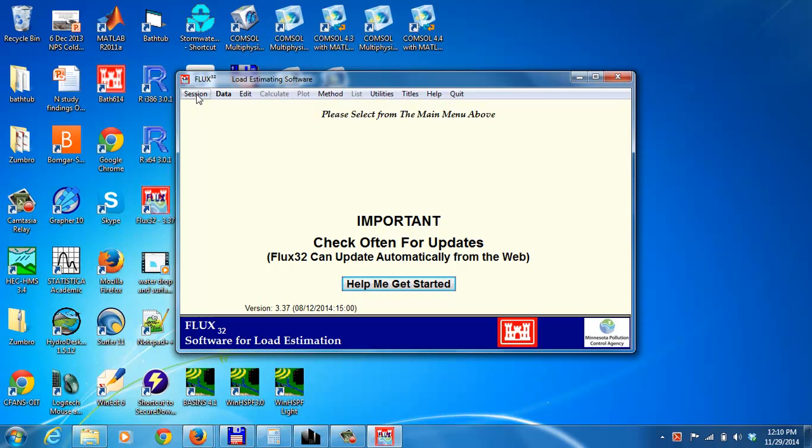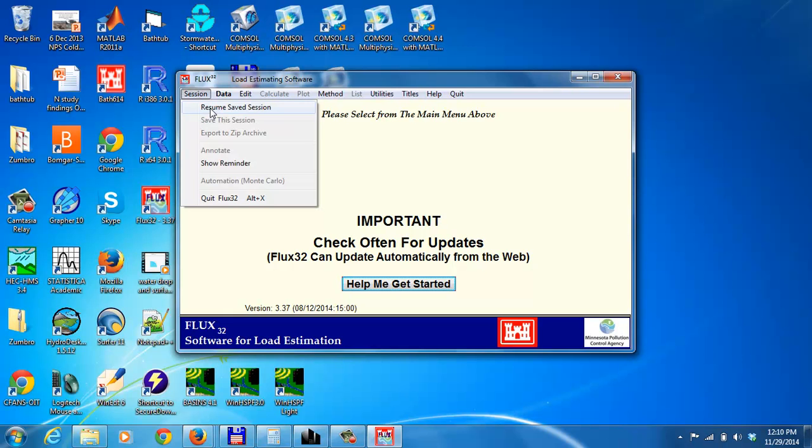Everybody knows already how to load up a data set. It's basically the same steps with any data set that you read into the FLUX model. You have to read continuous flow, and you also have to read the sample flow. So your file has to have sample flow data in it for this to work.